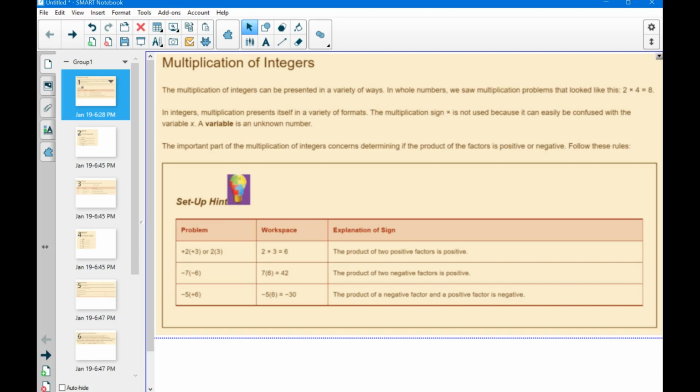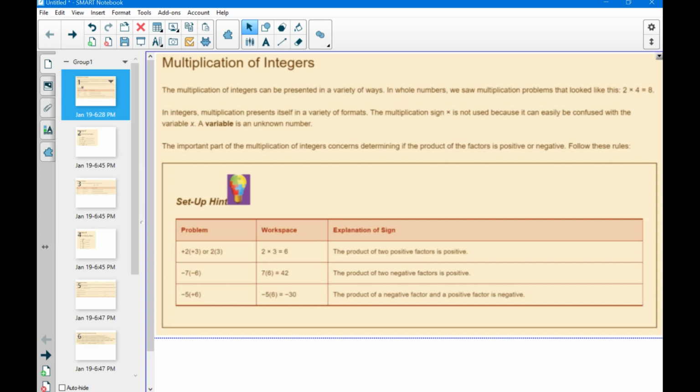Okay, so we've been talking about signed numbers. We did adding and subtracting signed numbers, and now we're going to do multiplication of signed numbers, or multiplication of integers with signed numbers, and we're going to see some rules about how this is going to work.